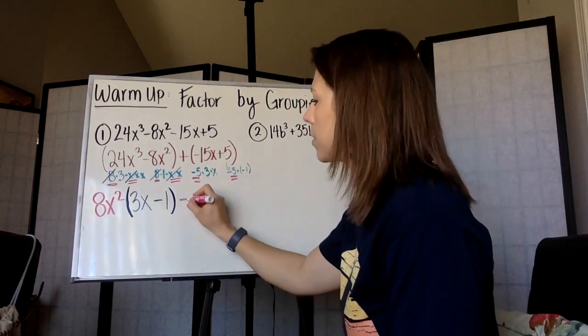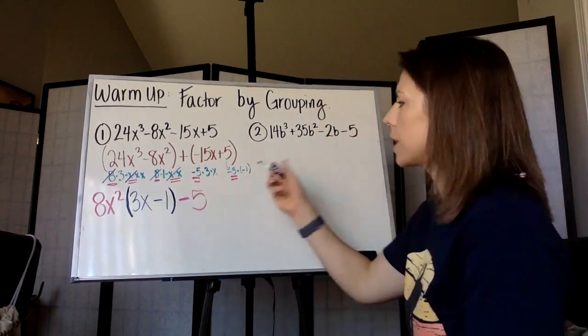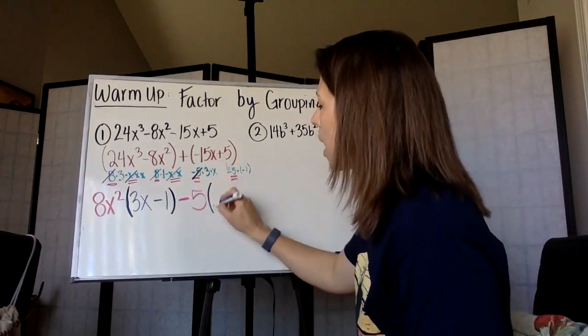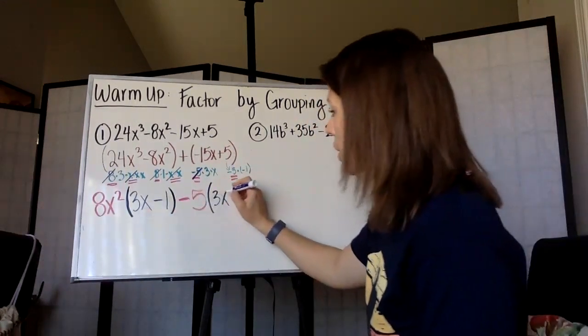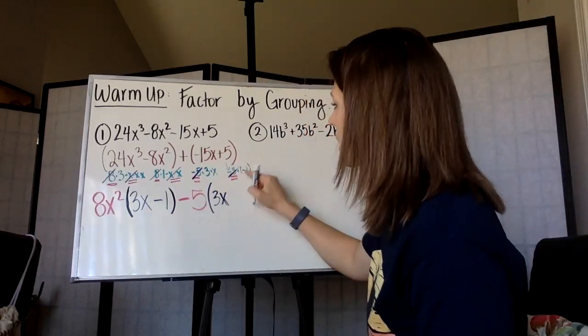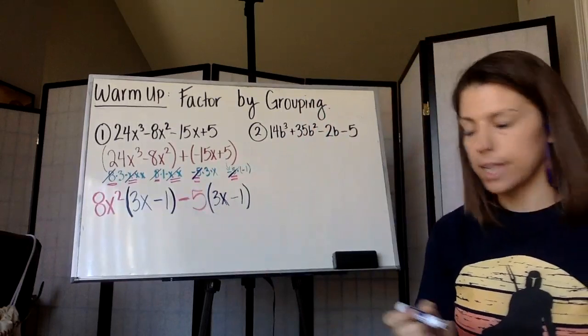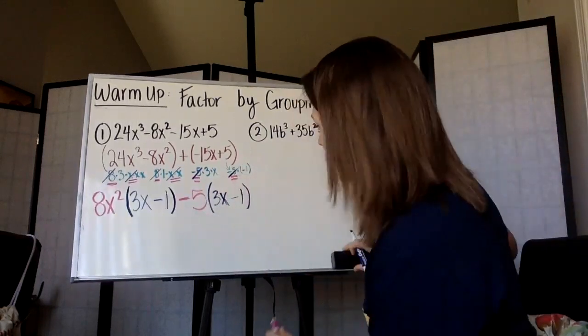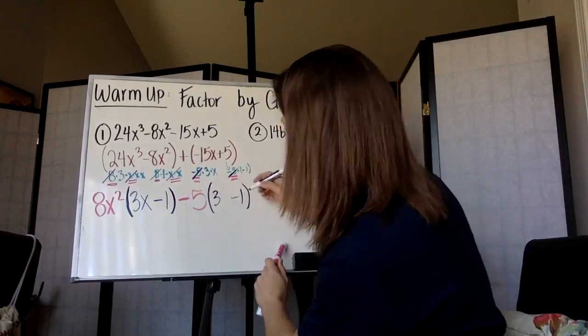So that's what we'll factor out, negative 5. And then what are we left with? We're left with positive 3x in the first term, which we wanted, which is already looking good, and negative 1 in the second term, which is again what we wanted.